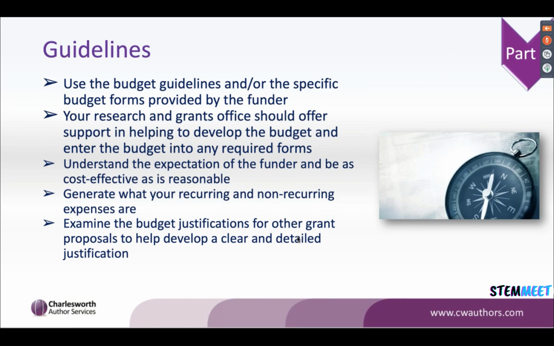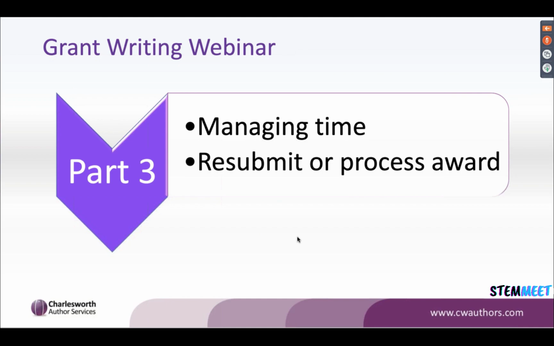So if you're applying to the National Science Foundation, for example, for a grant, the justifications look pretty similar across grants. So having someone else who's applied say, can you just show me how you wrote your justification for each budget item? What did that look like? That can really help you in developing yours.